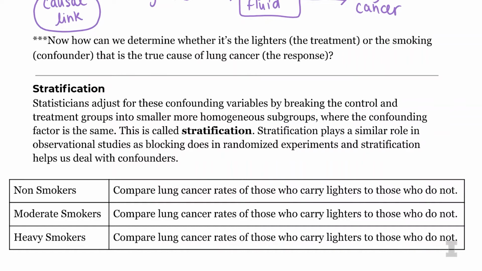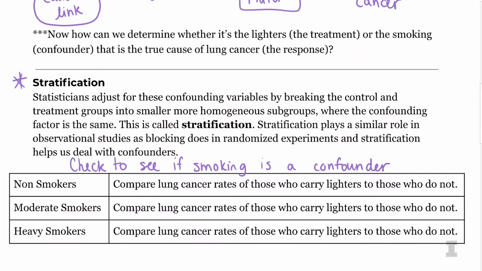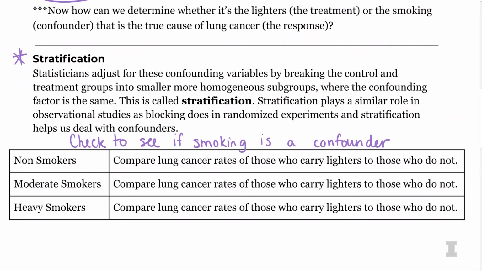So in this case, we have our potential confounder, which is smoking. So we want to check to see if smoking is a confounder. And we can do this through stratification, one way to deal with that. So what we did was divide our subjects into smaller, more homogeneous subgroups. We looked at non-smokers, moderate smokers, and heavy smokers. And basically, instead of making one overall comparison, we want to make three separate comparisons. We're kind of trying to compare apples to apples within each group.